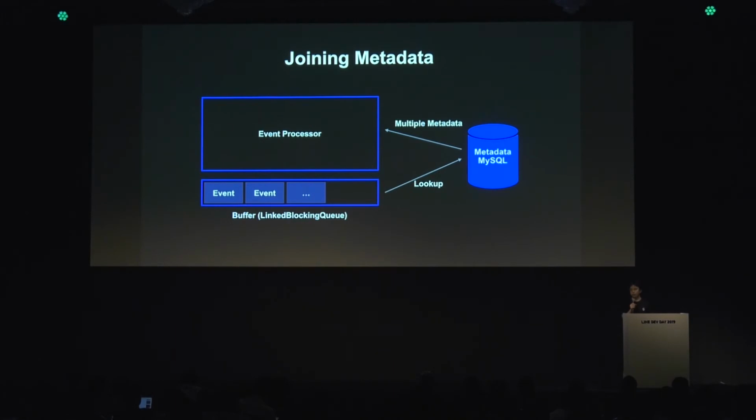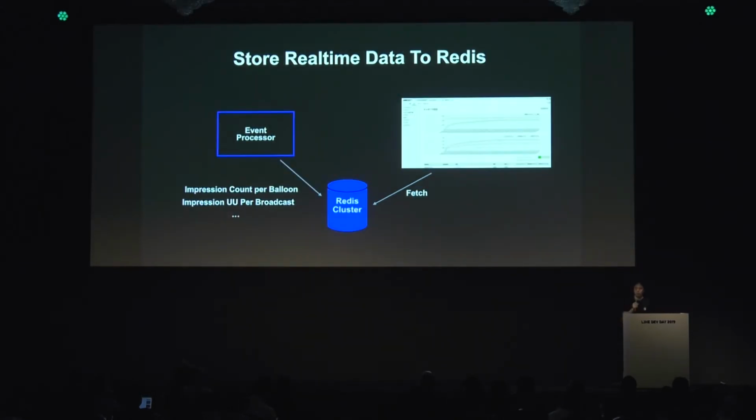Thus, to reduce the number of requests, we decided to accumulate a certain amount of metadata lookups and refer to MySQL as a batch. After linking the metadata, the events are classified into keys of aggregation units to be written into Redis. By directly referring to this Redis data from the management screen of LINE's official account, the statistical information can be updated in real time.